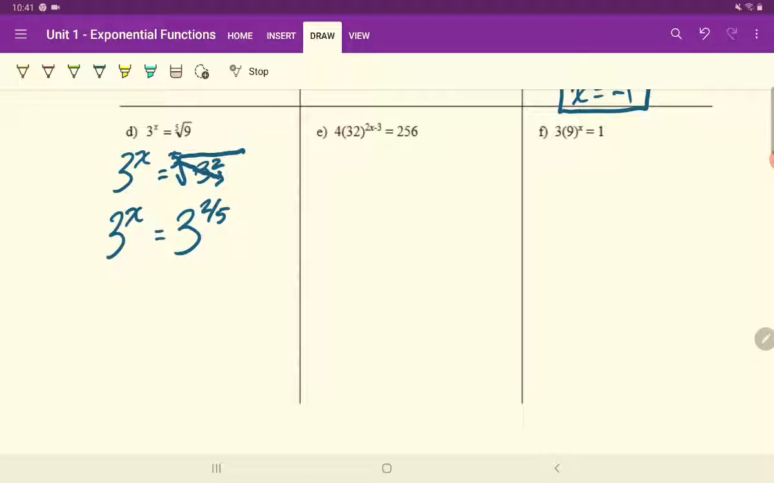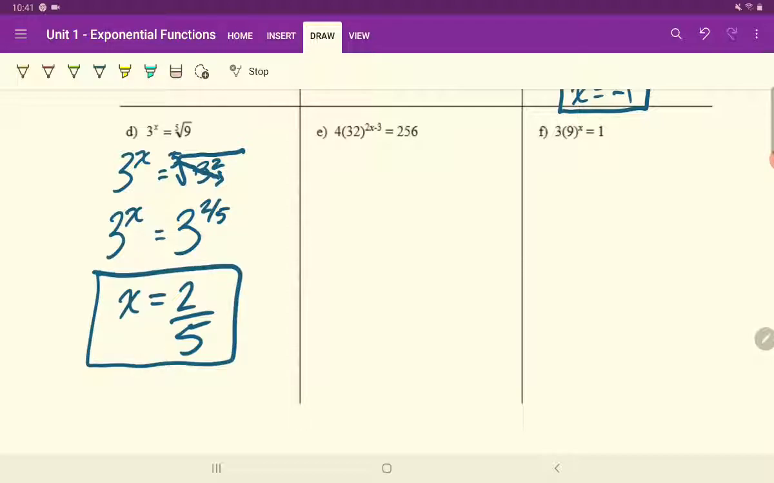Now that we have the same base, set the exponents equal to each other. We don't even have to do any work here. It's already x equals 2 over 5. Okay, so a little bit of a trick there.